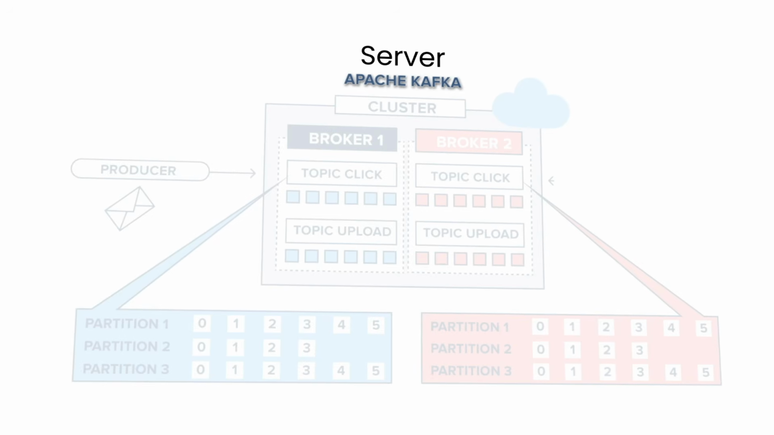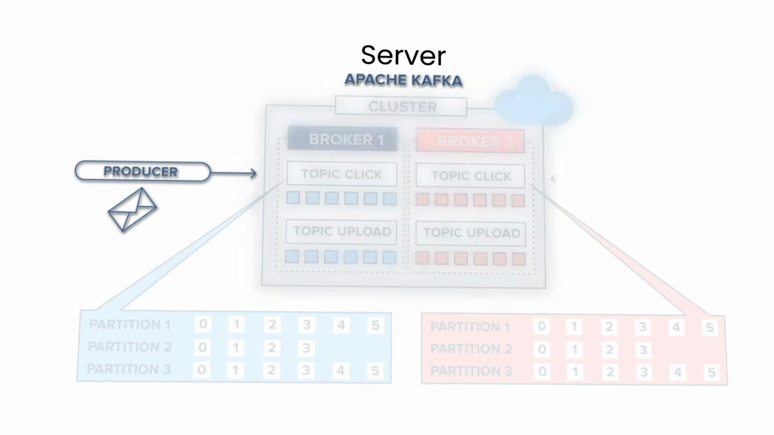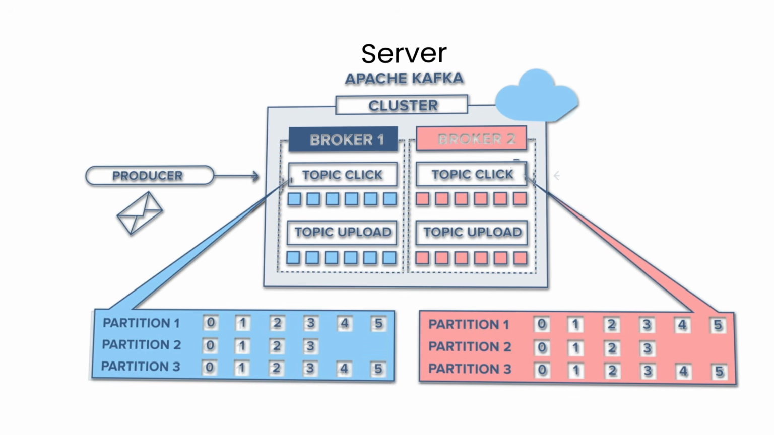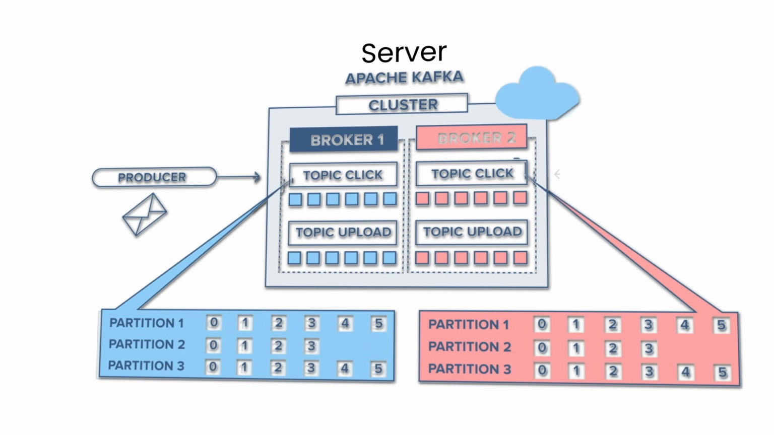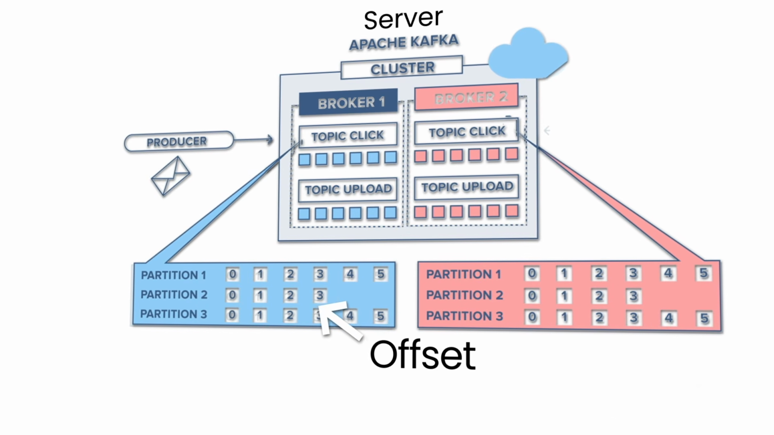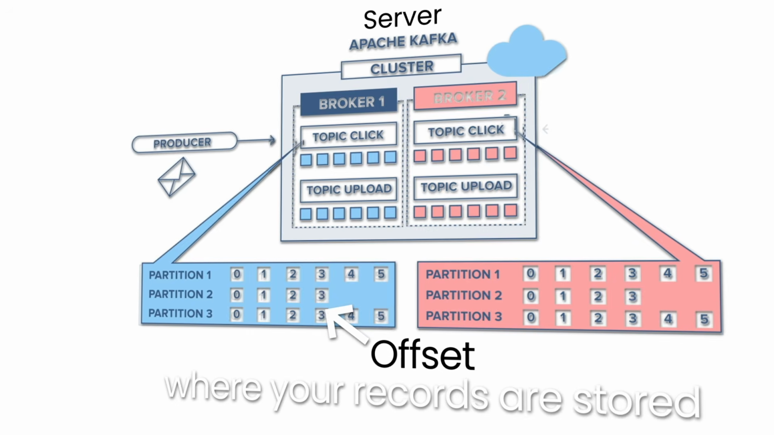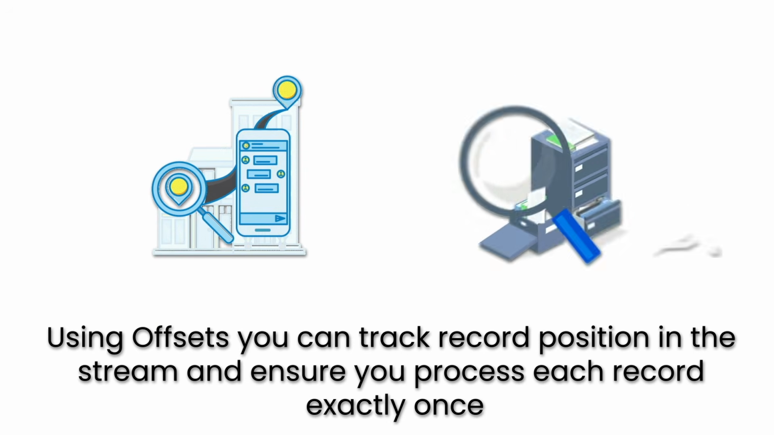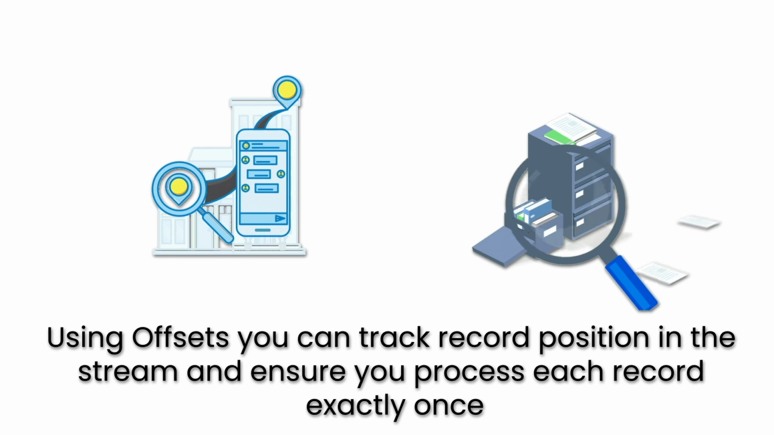So it is like this. Inside the server, you send a message using a producer. It is sent to a specific topic. Inside the topic, we are creating different partitions. It can be based on the date or the region, and inside that we have an offset. You can think of it like an ID or a number where your records are stored. So using offset, you can track the record position in the stream and ensure that you process each record exactly once.